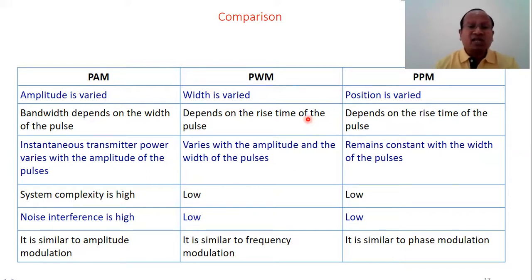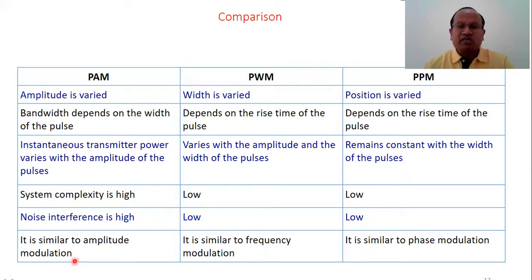So what is the rise time? Accordingly, it will be decided. Then instantaneous power varies with the amplitude of pulses. Therefore in PAM, variation is more, so the power requirement is always more. In PWM, it varies with amplitude and width of pulses, and in PPM, it remains constant with width of the pulses. System complexity is high in PAM, comparatively low in PTM. Noise interference is high in PAM, comparatively low in PTM. PTM means both PWM and PPM.